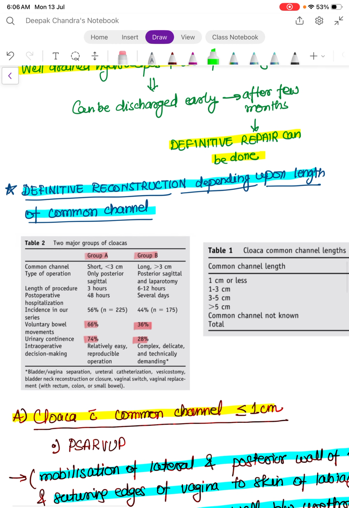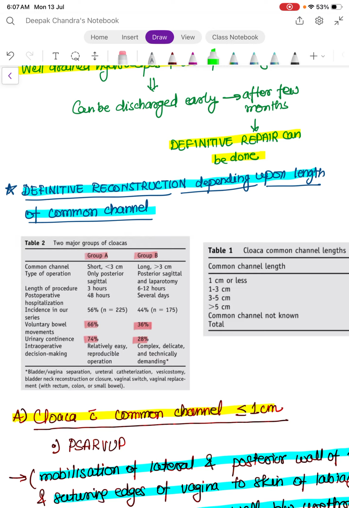So Penna has divided them into two groups, group A and group B. Group A, where he has put all those neonates where the common channel length was less than 3 centimeter. He mentioned that only the posterior sagittal approach helped him to do all the reconstruction. For all the children where the common channel length is more than 3 centimeter, he has to do a posterior sagittal procedure along with laparotomy.